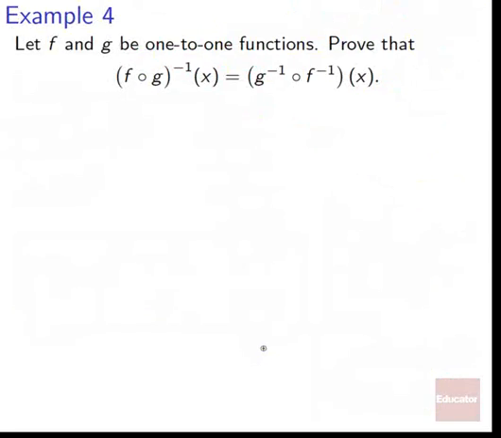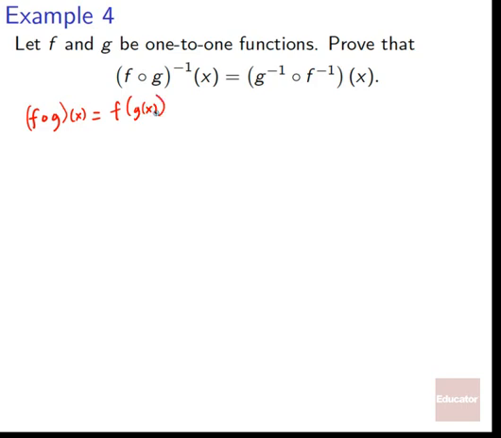All right, final example. F and g are one-to-one functions. Now prove that f composed with g inverse is equal to g inverse composed with f inverse. So this might be a little daunting at first. These are weird symbols. We're not used to using these sorts of things. So if that's the case, let's remind ourselves from composition, f composed with g acting on x is equal to f of g of x.